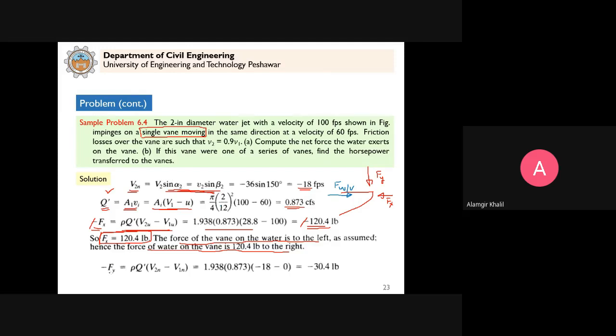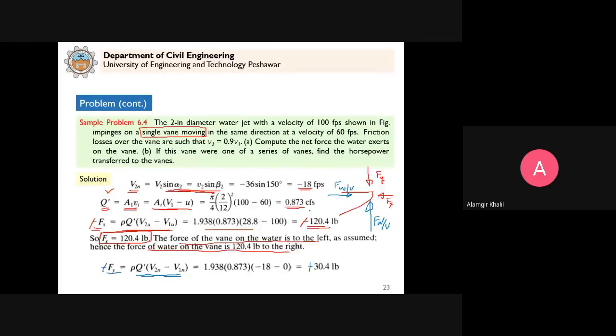Next we calculate Fy, that will be equal to rho q dash and the change of velocity in the y direction. So this is equal to, again minus minus cancel out, so it means this direction is correct. What will be the force of water on the vane, equal and opposite to this? This will be the force of water on the vane, equal and opposite to this force Fy.